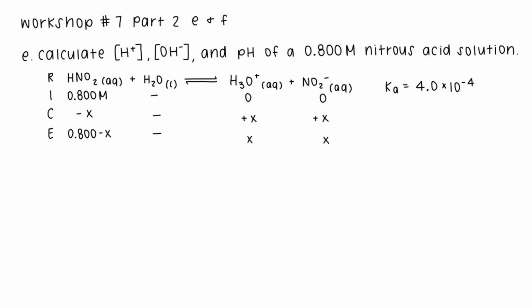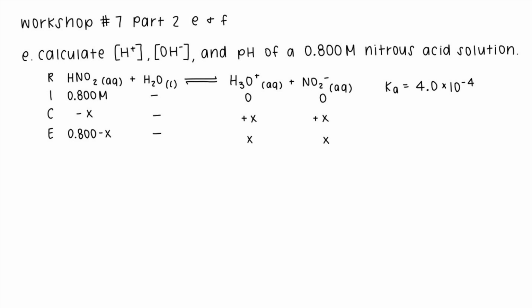Continuing on, the change in concentration for nitrous acid will be minus X since it will lose 1 mole of nitrous acid, and the change in concentration of hydronium and NO2 minus will be plus X since it will gain 1 mole of each. Then the equilibrium concentration for nitrous acid will be 0.800 minus X, and hydronium and NO2 minus will be X.